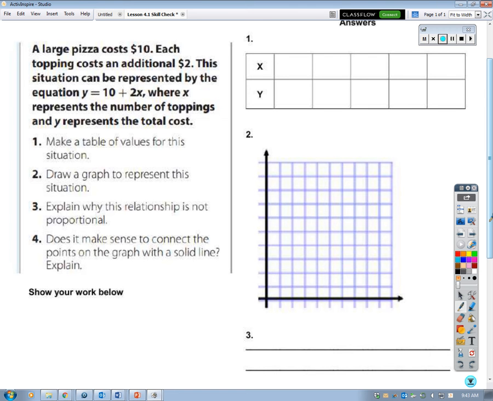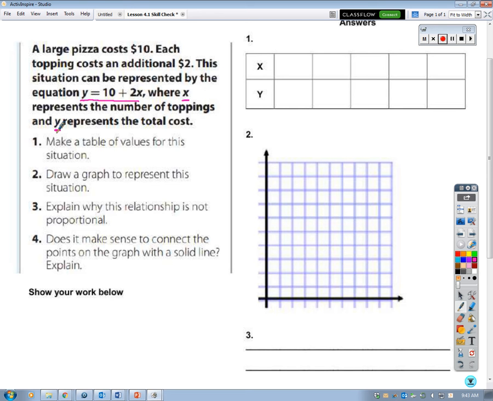Okay, so what we have is this real world scenario, and it's talking about pizza. A large pizza costs $10. Each topping costs an additional $2. This situation can be represented by the equation y equals 10 plus 2x, where x represents the number of toppings and y represents the total cost. So this is a real world scenario, and you want to pay attention to this, because in life you will have things that have a down payment and then a monthly or recurring cost. And that can be represented by this equation.